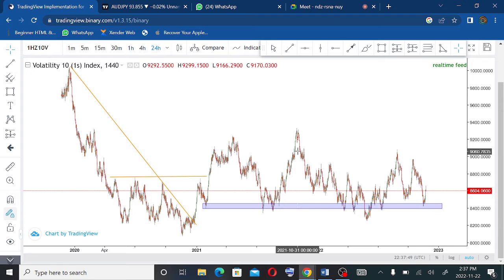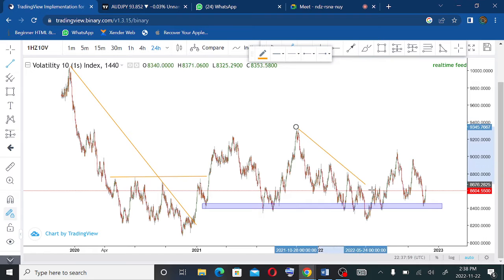But previously, even in my previous analysis, I didn't see this. So the more you analyze, the better you get to see the market. But one other thing I saw which got me interested in this market was this area.